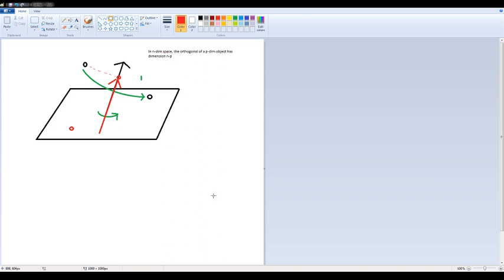But then, because of the rotation, the plane turns. So this point over here becomes this point over here. Kind of, sort of, because it rotates around the origin, right? So it becomes this point. Like that.